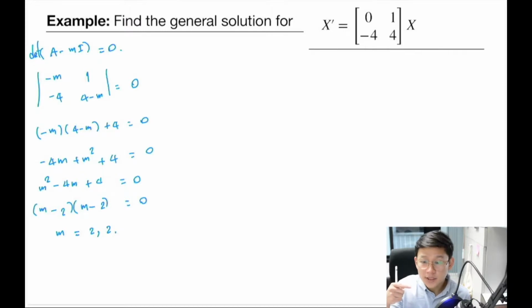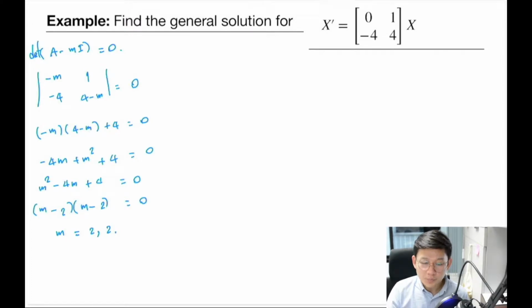In the previous case, m equals 2 gave you multiple k's. It gave you 2 k's, and in that case you have 2 solutions, and that's the end of the story. But in this case, you will see that this m equals 2 gives you only 1 k, and you will see how.